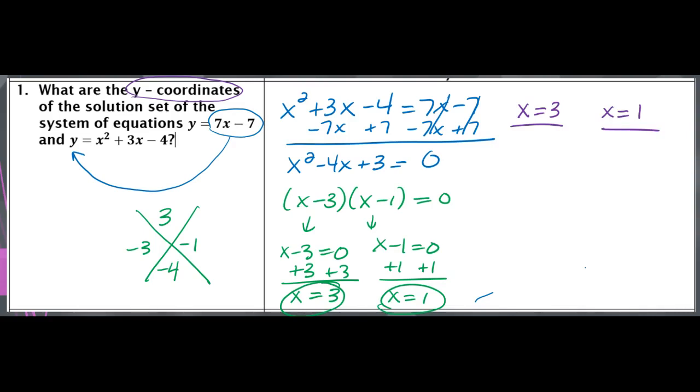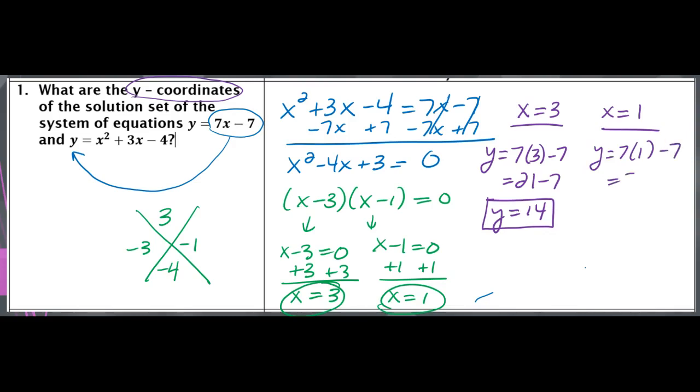I'm going to choose to plug it back into 7x minus 7 because that's going to be less work for us. So it's going to be 7x minus 7, which is 21 minus 7, or 14. So that's one of my final answers. And then if I plug in x equals 1, that would be 7 minus 7, which is 0. So the actual answer to the question is what are the y coordinates, which is y equals 14 and y equals 0.